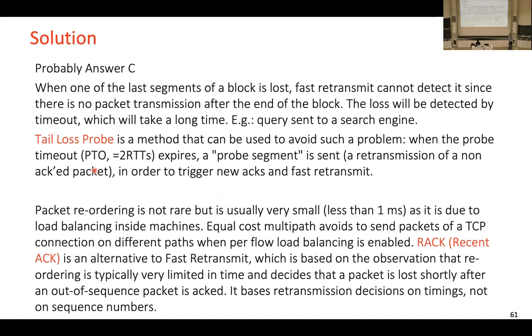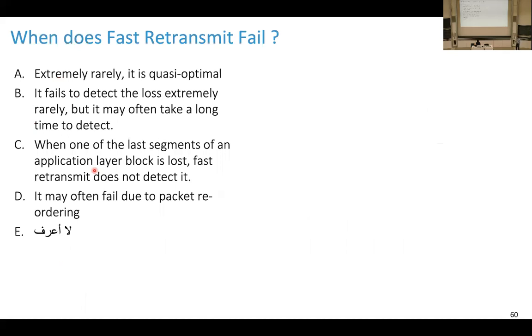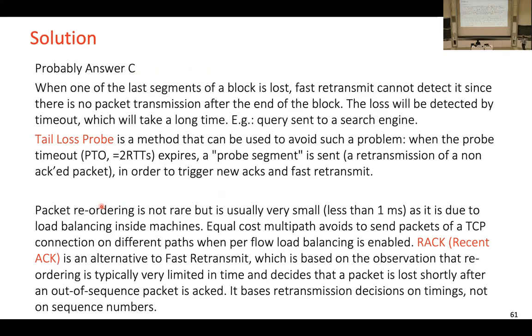I said probably C, but solution D could also be correct. It may often fail due to packet reordering. The idea behind that is the fact that you know that on the network there are a lot of different paths that can go to the same destination. And sometimes one packet can arrive at the destination quicker than the other.